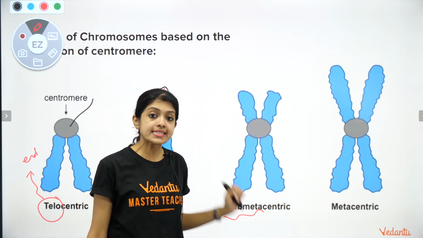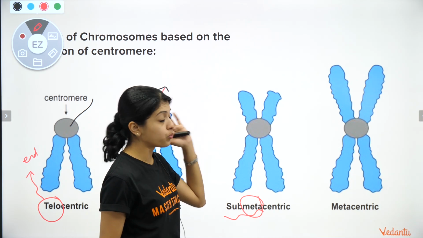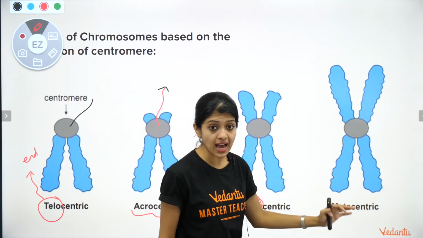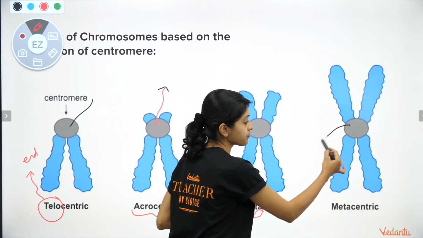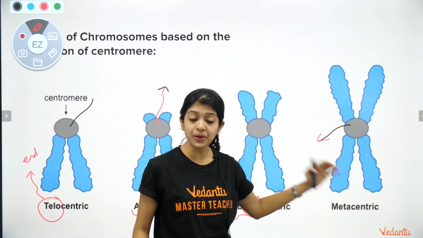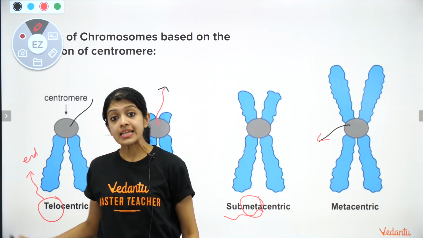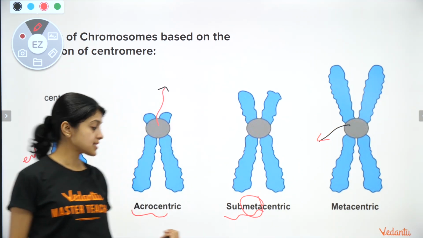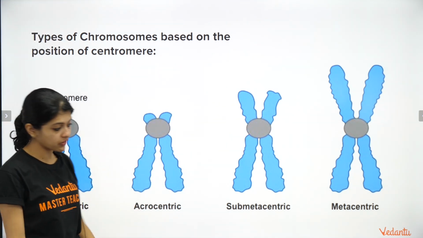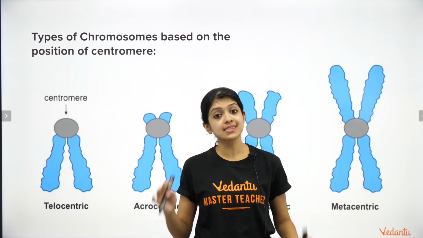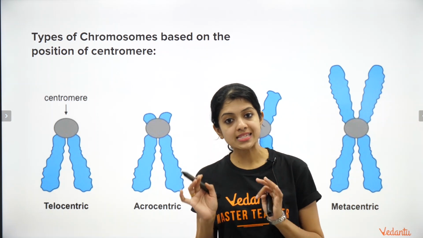Okay, that is what submetacentric is, because meta is middle, which is exactly why in the case of a metacentric chromosome, we say that the centromere is exactly at the middle. So metacentric exactly at the middle, submetacentric slightly away from the middle, telocentric at the tip, and acrocentric slightly away from the tip. Now this is important, children. It could be asked in your exam. Keep in mind the classification or the types of chromosomes based on the position of the centromere.